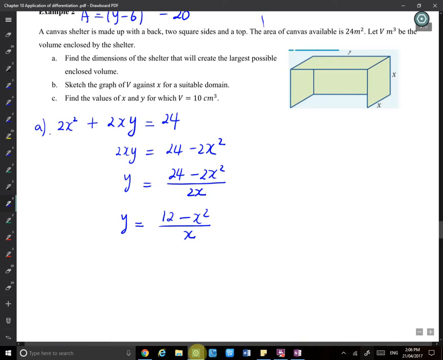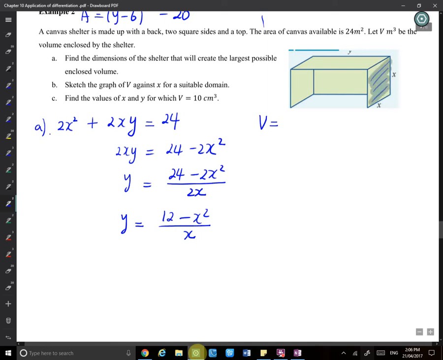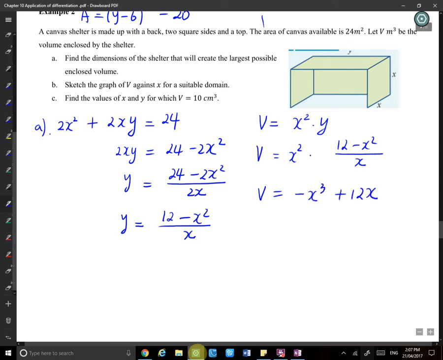And how can we find the volume of this thing? The volume equals the area of the base times the height. So let's treat this as the base. So it's X squared as the base, times Y, the height. Let's make it vertical. X squared times Y is the volume. So V equals X squared times 12 minus X squared over X. V will be minus X cubed plus 12X.